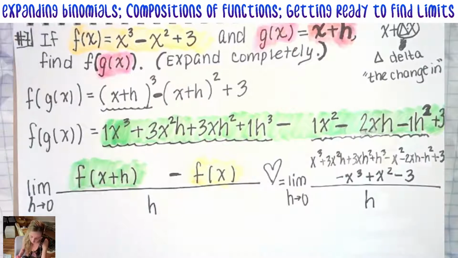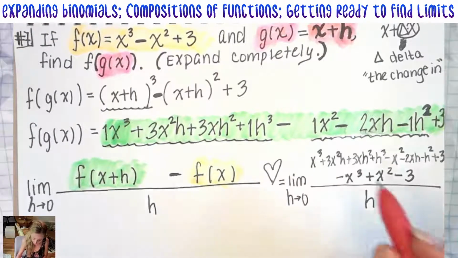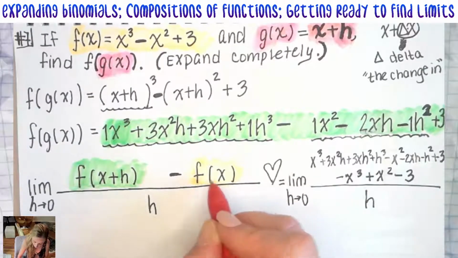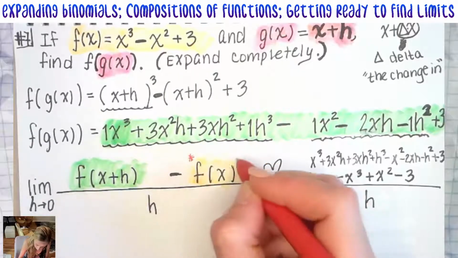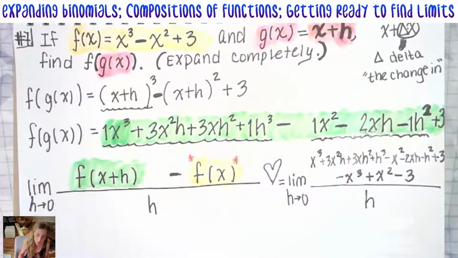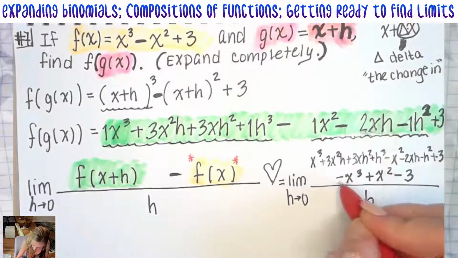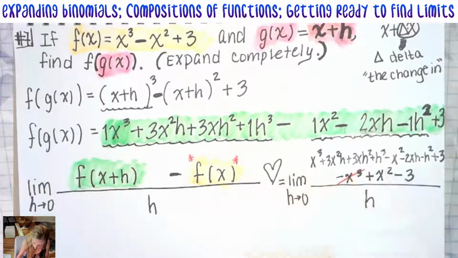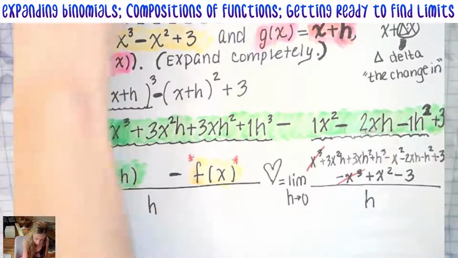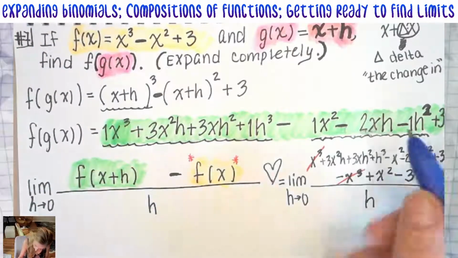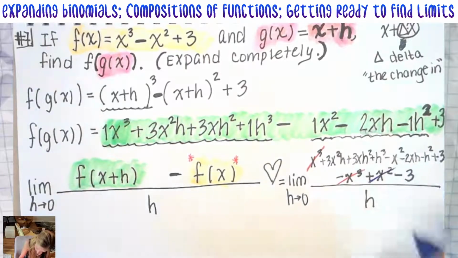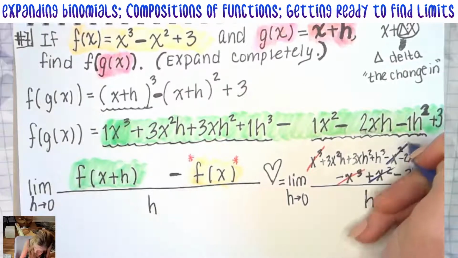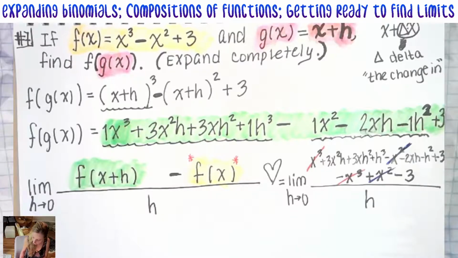Now the magic happens. This is always going to happen. Everything in your f of x, the original part right here, will cancel out with something in the first part. X to the third is negative right here. Look, negative x to the third, positive x to the third. Adios. Okay? All gone. Next, positive x to the second, negative x to the second. Bye-bye. See ya.